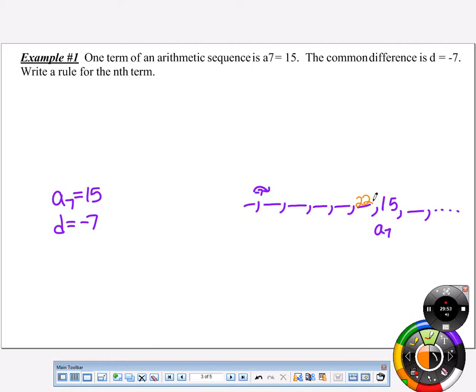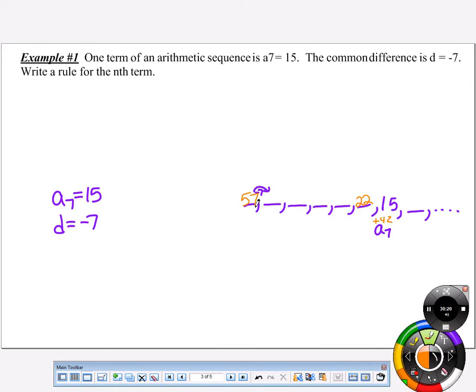Or we said shortcut. If you know you're going to be adding 7s 6 times, because if I gave you the 100th term instead of the 7th term, you probably wouldn't want to just keep adding 7, okay? So I'm going to be adding 7 6 times. 7 times 6 is 42. So it's like I'm going to be adding 42, which means the first term will be 57. Okay?